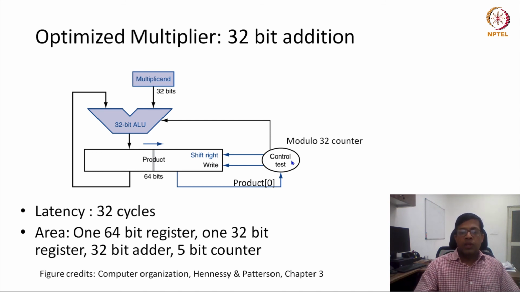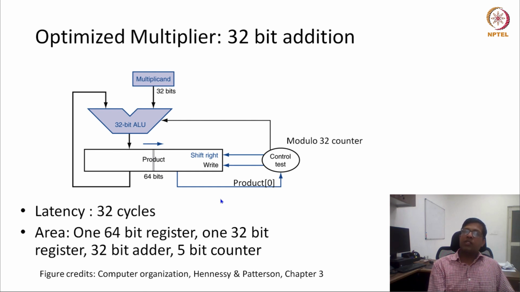So what would be the advantage over the other multiplier? This multiplier is definitely very small in terms of area, and the hardware, or the connections, are also quite simple. The state machine is a straightforward modulo 32 counter, and every time we are going to shift right, so there are no multiplexers involved, there is no other logic involved. We are going to write only if product 0 is 1, then only this addition would be written. So that way this multiplier is quite simplistic, although it takes 32 cycles.